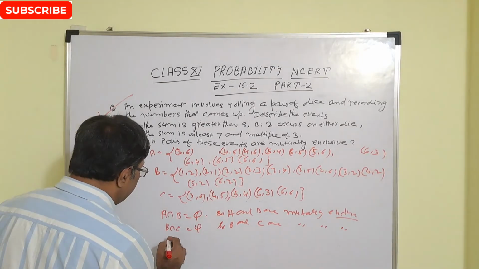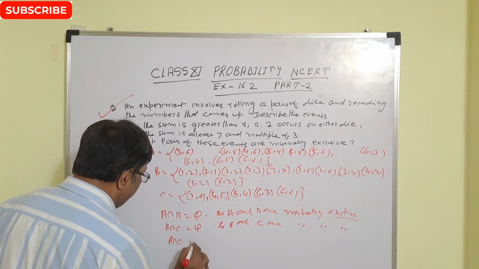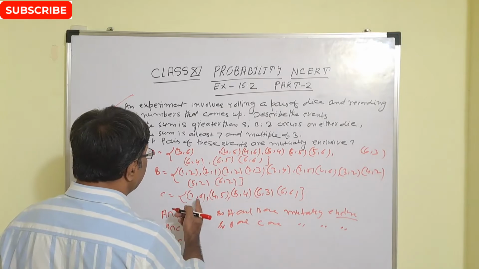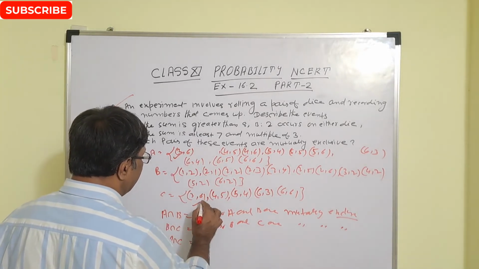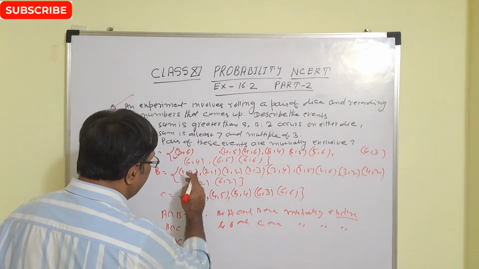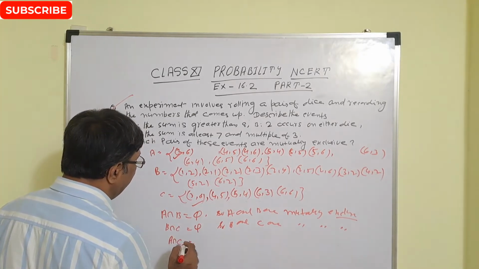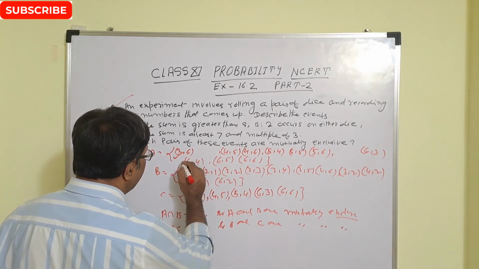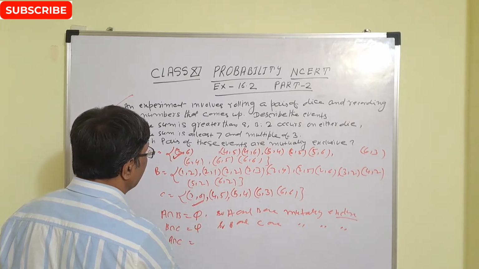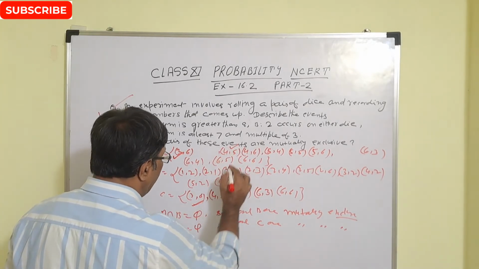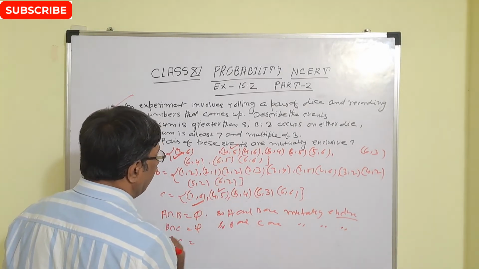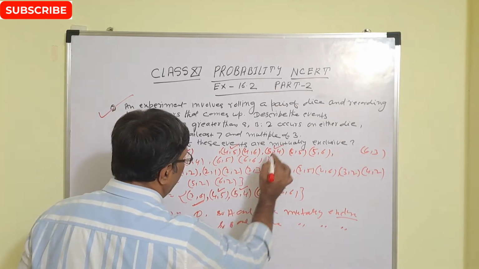Now you see A intersection C. There is 3, 6 in A and 3, 6 in C, so there is a common element. Just like this is 3, 6, here 3, 6 also. Again there is 4, 5, this is 4, 5 also. Again this is 5, 4, this is 5, 4 also.